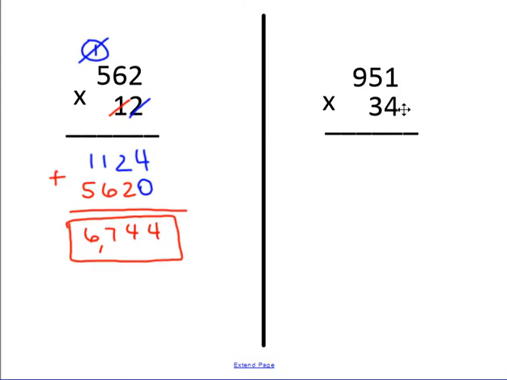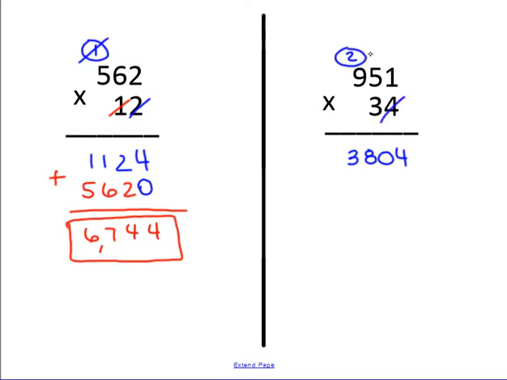Again, it's another 3 by 2, which means a 3-digit number by a 2-digit number. So 4 times 1 is 4. 4 times 5 is 20. So I'm going to carry the 2, and I'm going to put the 0 right here. 4 times 9 is 36, but I have my 2 that I carried. So 36 plus 2 is 38.